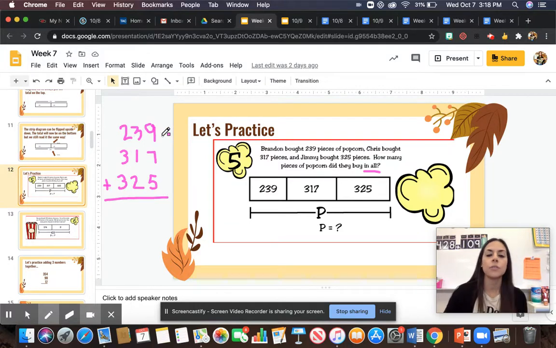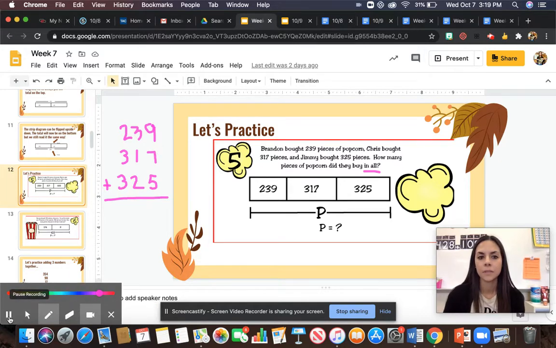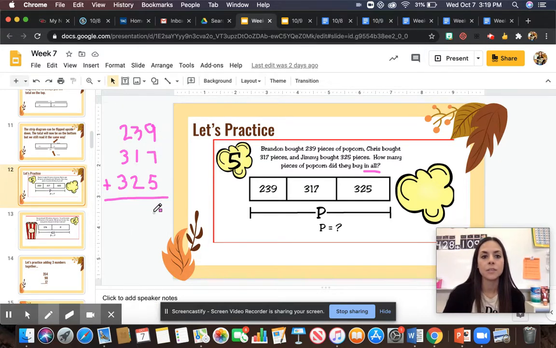Okay, so the first thing I'm going to do is add my ones place. 9 plus 7 plus 5. You can add them in any order you want. I'm going to start with my 9 and add my 5. Okay, 9 plus 5 is 14, and then 14 plus 7, I'll give you a second to think about it. 14 plus 7 is 21. So in the number 21, the 1 is in my ones place, and I'm going to regroup my 2.